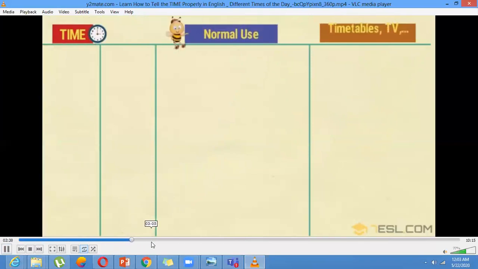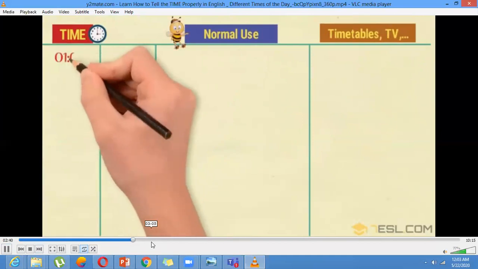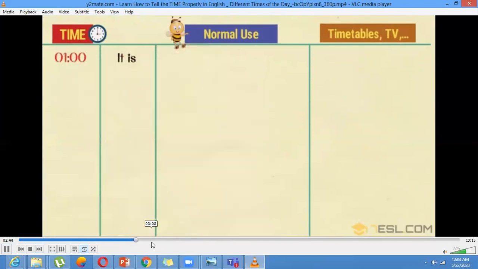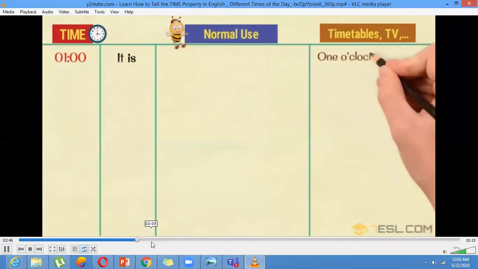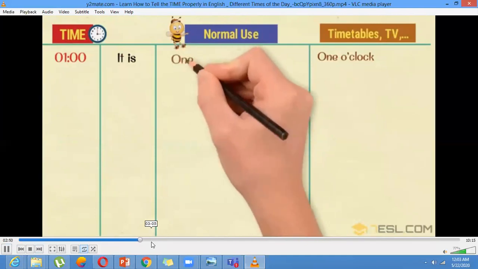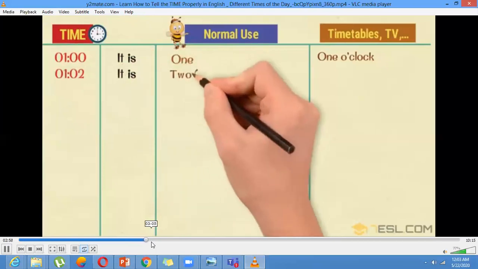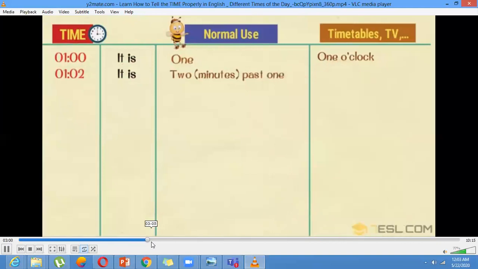Now it's time, the normal use time and the timetable. Now it's 1 o'clock and we can say it's 1. The next time is 1:02. It is 2 minutes past 1. We can say 2 past 1 and 1:02.